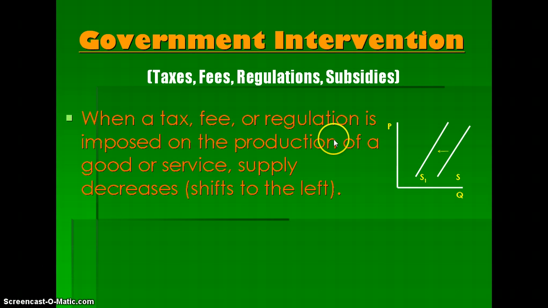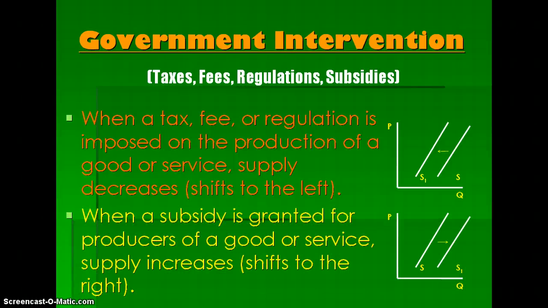When a tax, a fee, or a regulation is imposed on the production of a good or service, the supply decreases or shifts to the left. Okay? It makes the product cost more money to supply for the producer. So they're going to produce less of it. When a subsidy is granted for producers of a good or service, the supply can increase. A subsidy is when you pay someone to produce more of a product. The government actually gives these people money to produce more of a product. We'll show an example of that in just a second. But you can see here how the supply shifts to the right.